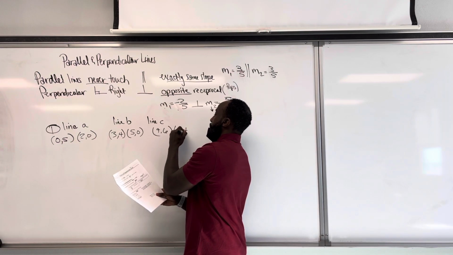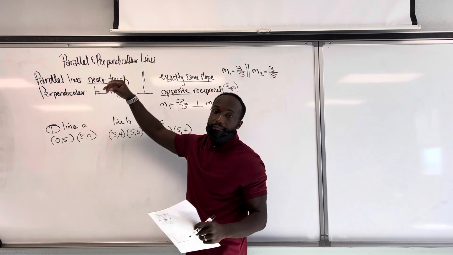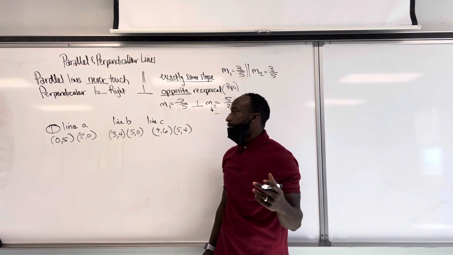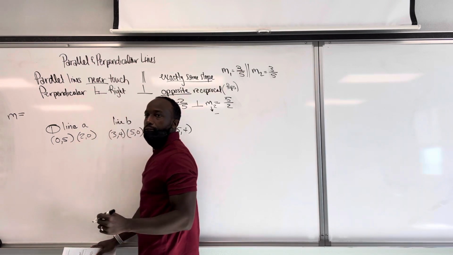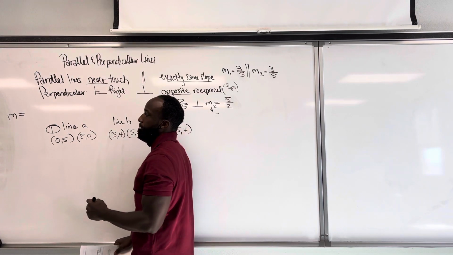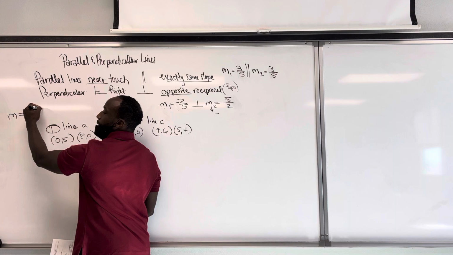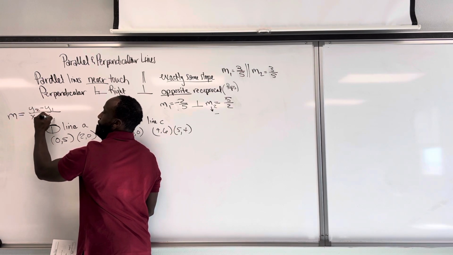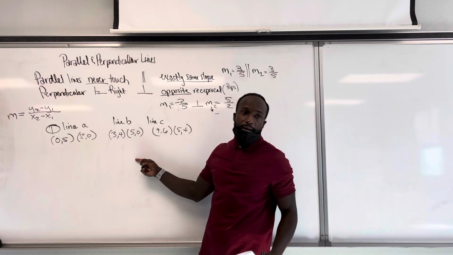All right. So the first thing you have to do in order to figure out if lines are parallel or perpendicular is find the slope. Do you remember the slope formula? M equals (Y2 minus Y1) over (X2 minus X1). So we have to use the slope formula to figure out what these slopes are.